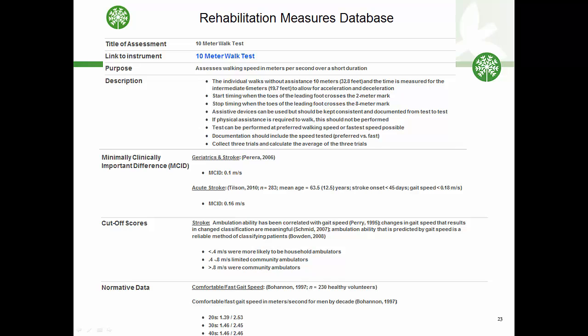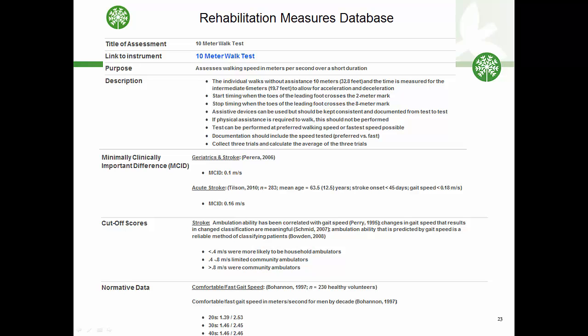This is an example of how an existing summary on one of these databases could be adapted to meet your needs. This information was extracted from the Rehabilitation Measures database. You can see that it briefly describes the psychometric properties and clinical utility of an outcome measure, key pieces of information when selecting and interpreting outcome measures. Here are some class activities that might be facilitated.